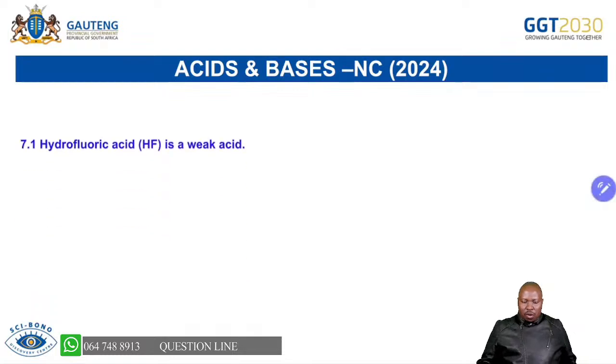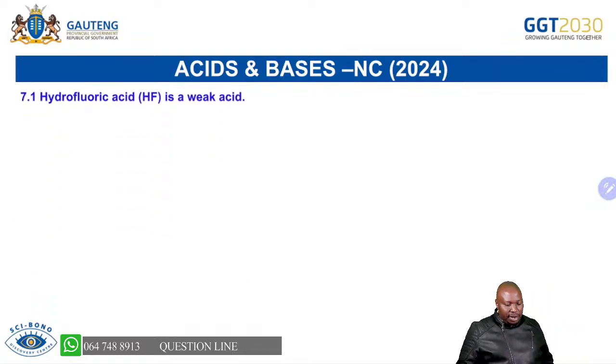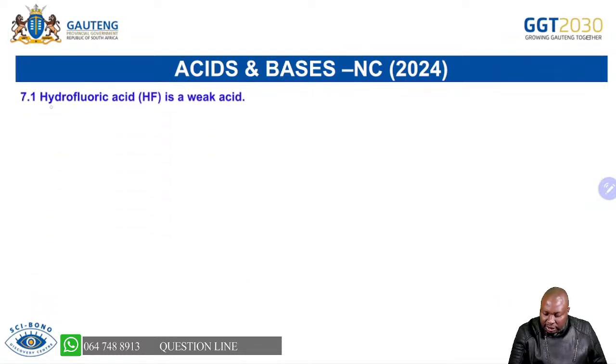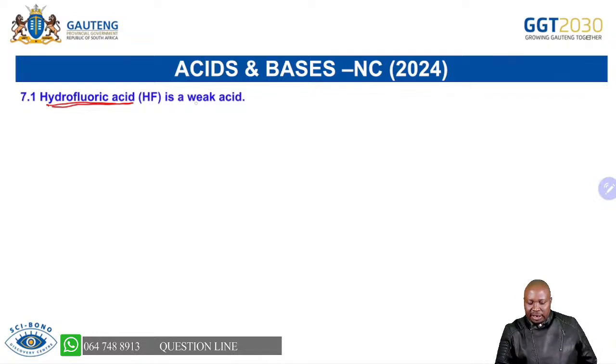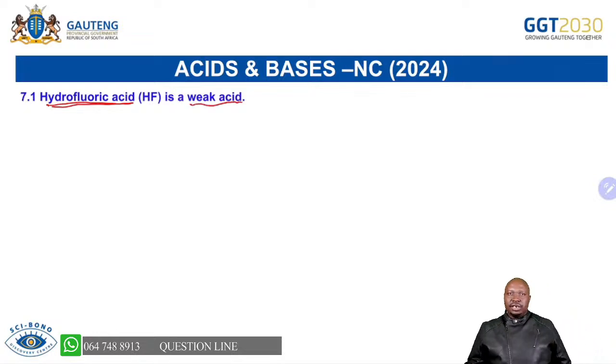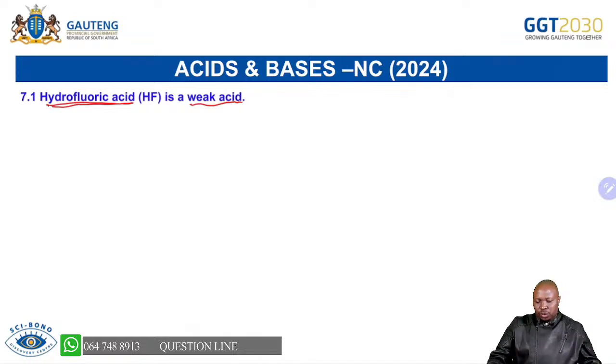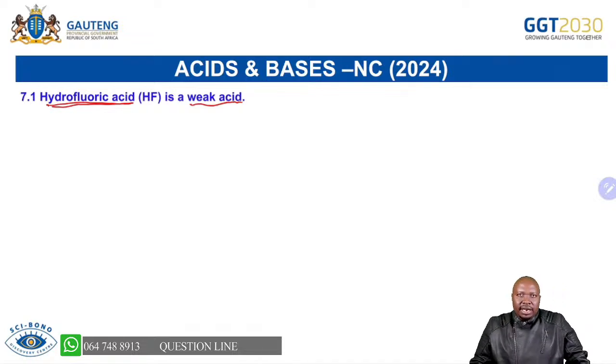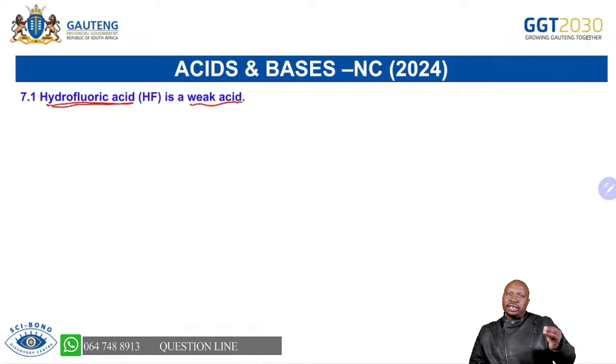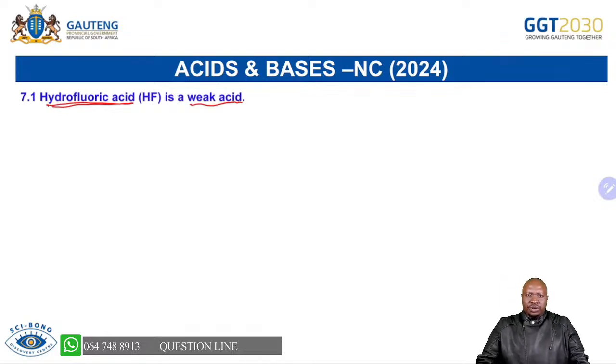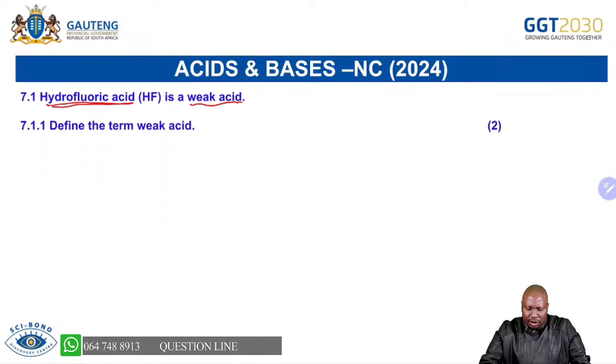Now, with no waste of time, we go to Northern Cape. We're given hydrofluoric acid, which is HF. We are told that it's a weak acid already. You think about the definition to say it will ionize incompletely in aqueous solution to form a low concentration of hydronium ion. So you will always start with those definitions, guys.